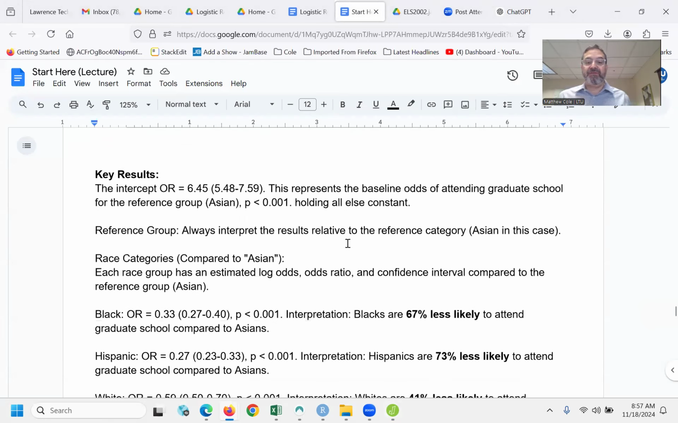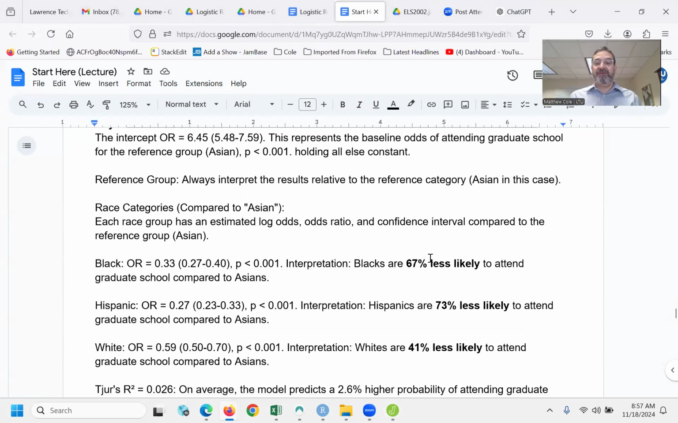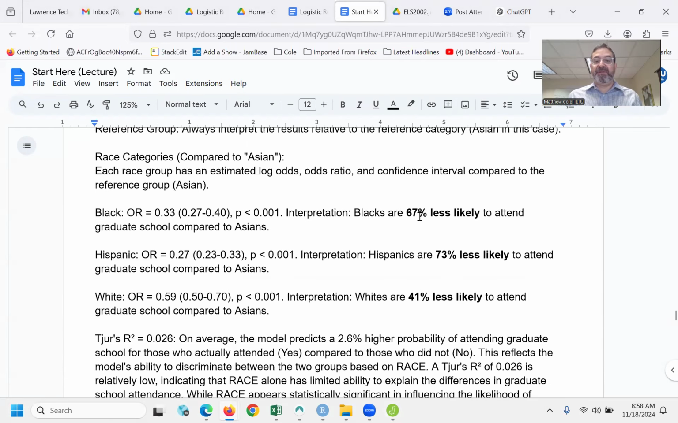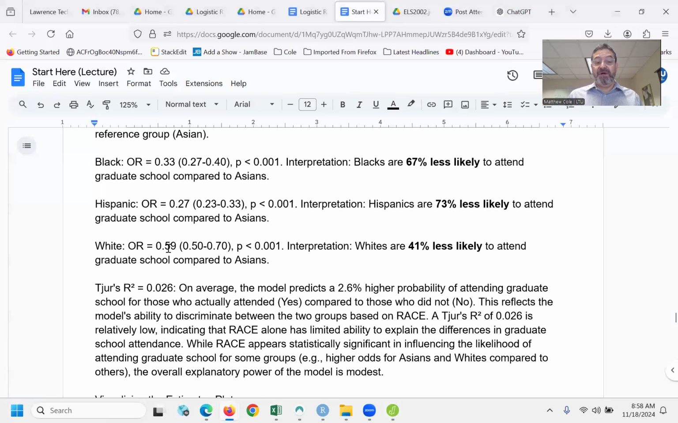Go ahead and read through this, right? Exactly what I said, right? Blacks are 67% less likely than Asians because of the odds ratio of 0.33. Hispanics are 73% less likely because of their odds ratio of 0.27, right? 1 minus 0.27 is 73. And whites are about 41%, right? 1 minus 0.49 is 41.